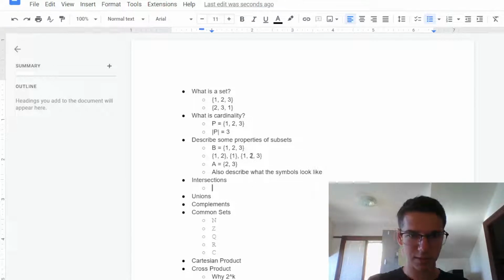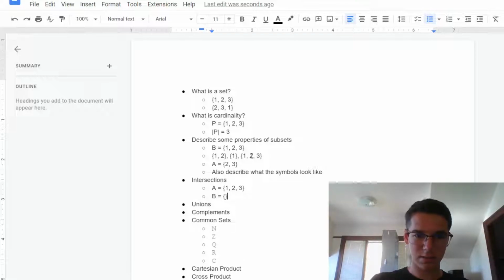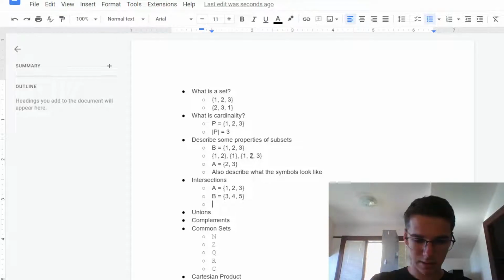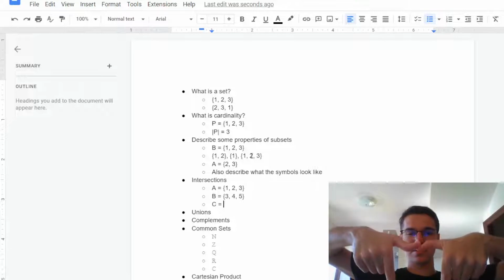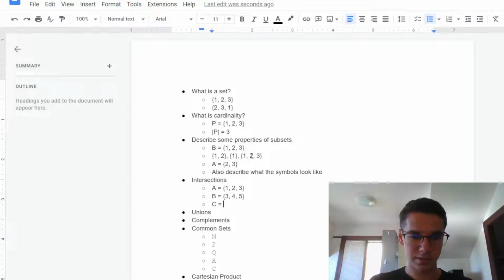Okay, next we're going to talk about intersections. Say we have set A is equal to the set of 1, 2, and 3, and B is equal to the set of 3, 4, and 5. The intersection of two sets is the set of all values that are common between them. The symbol for that is kind of like an arc, like an upside down U. So the intersection between A and B would simply be the element 3.